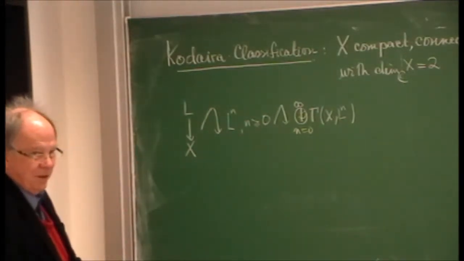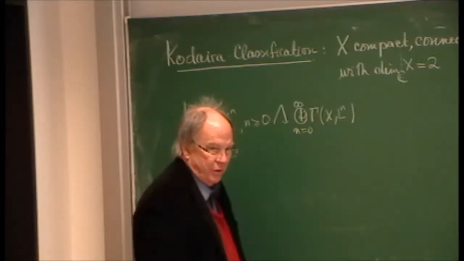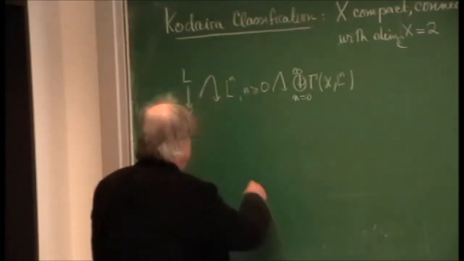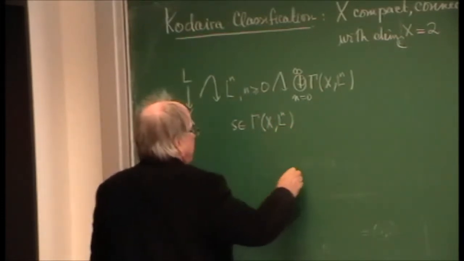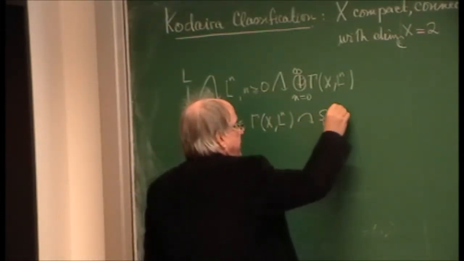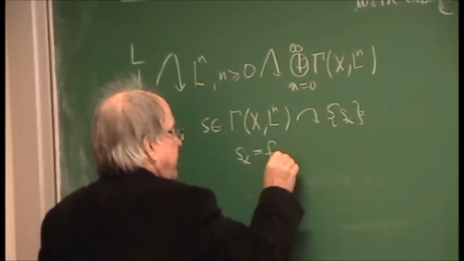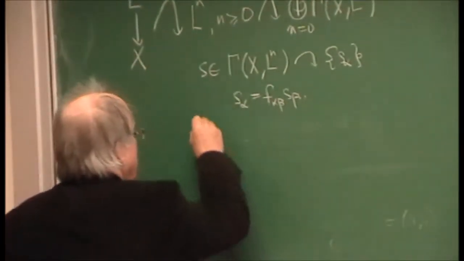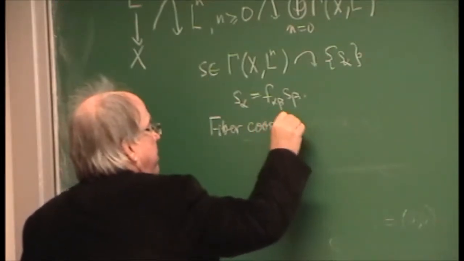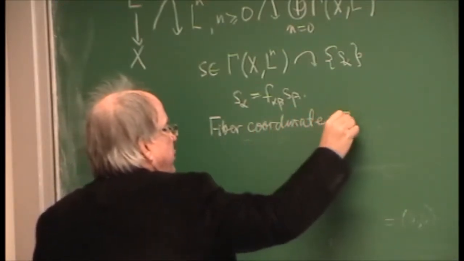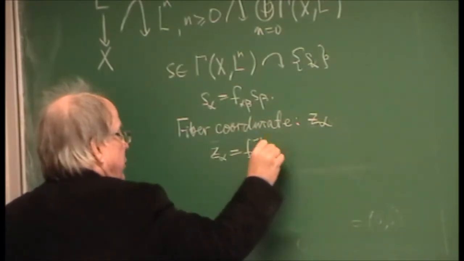One comment is something that I was sloppy about yesterday, and you pointed out I was somehow regarding these as functions on the manifold, which is of course wrong. They're sections of bundles on the manifold. But let me just mention, if you have a section in this thing, then you can write it as s_alpha on a trivialization, s_alpha equals f_alpha beta s_beta. And if you have a coordinate on the fiber defined by a frame, in this case it's just one dimensional, call the fiber coordinate z_alpha on the trivialization, then z_alpha is equal to f_alpha beta to the minus 1. You can just check it, it goes the other way.